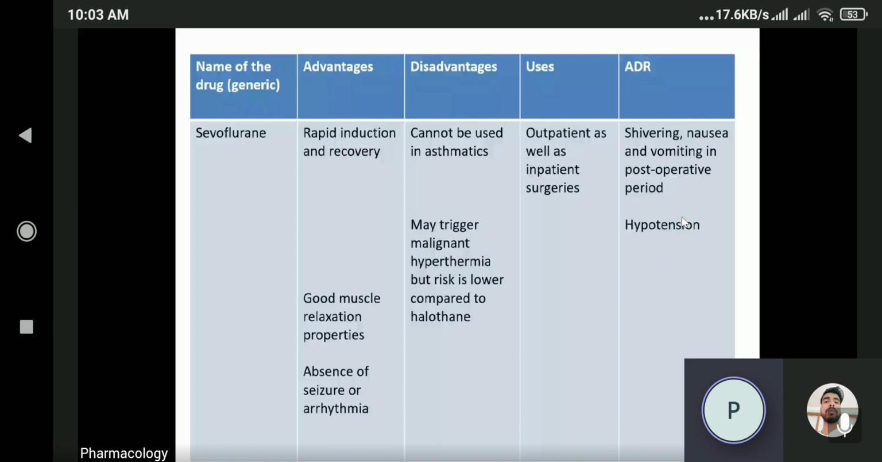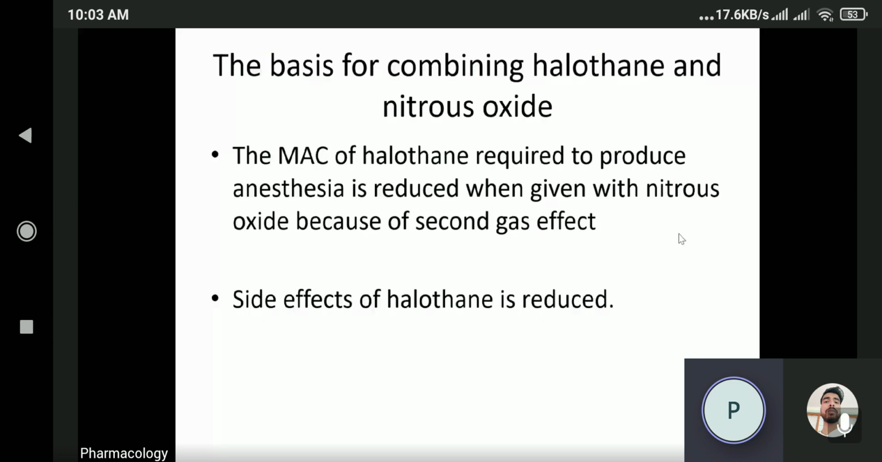So now there is a list of things that you have to learn. That was MAC, then B, blood gas partition coefficient ratio, then there was second gas effect and diffusion hypoxia. Now we'll be talking about second gas effect.